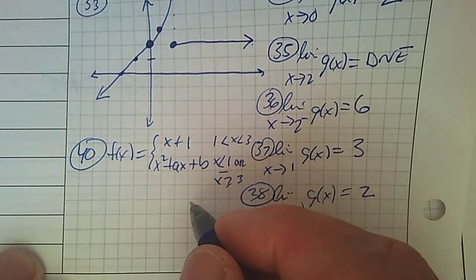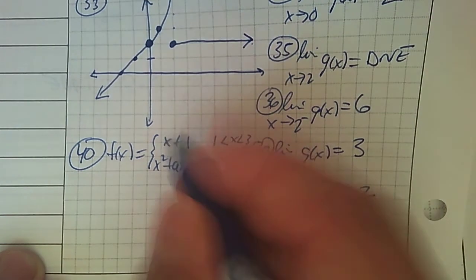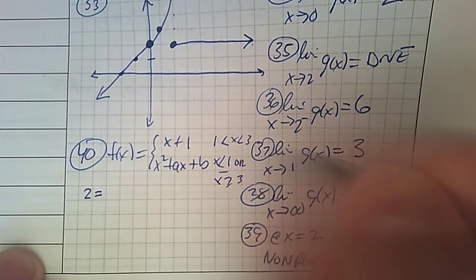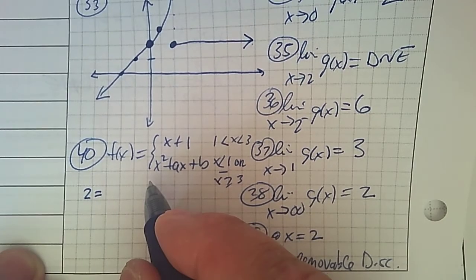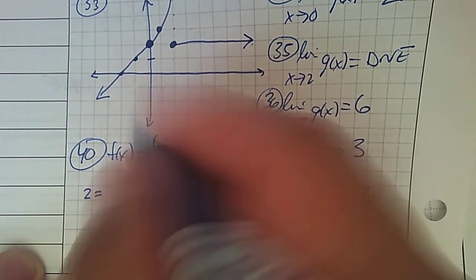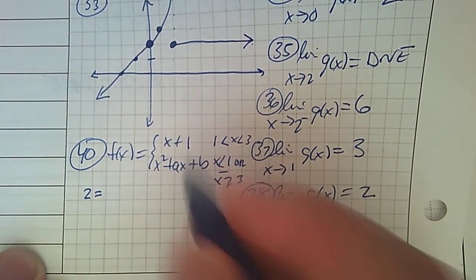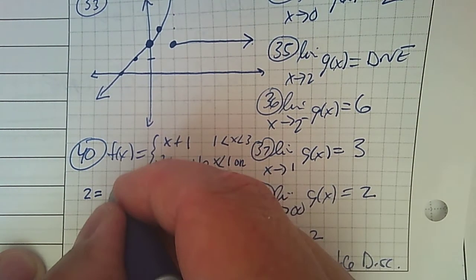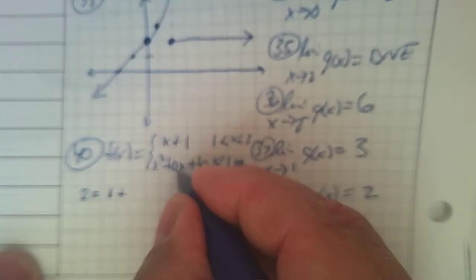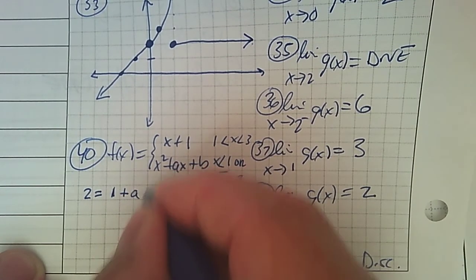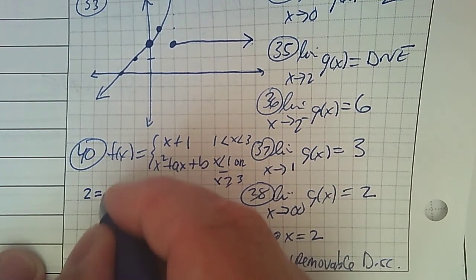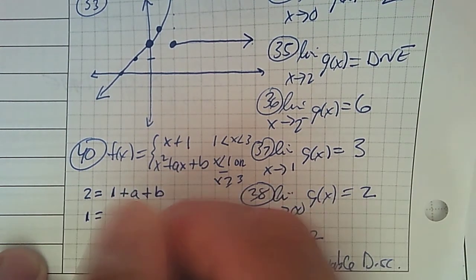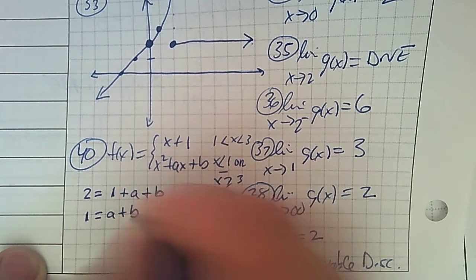So step number 1 is to plug 1 into the top. That gives me the answer 2. Plug 1 into the bottom, and they have to give you the same answer for it to be continuous. So if I plug 1 into the bottom, I get 1 squared, that's 1. A times 1 is a, and then b. Now, I'm just going to clean this up quick. I'm going to subtract 1, so 2 take away 1 is 1, and I have this left.